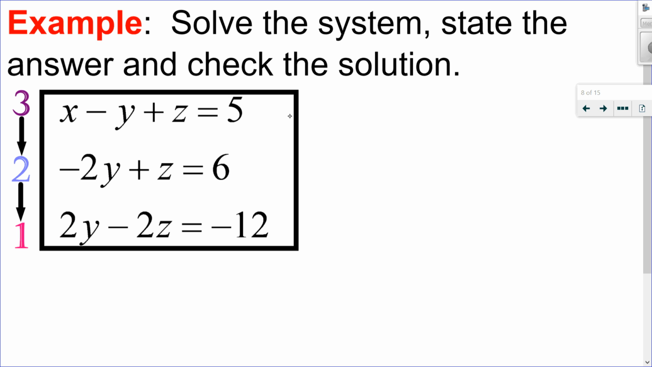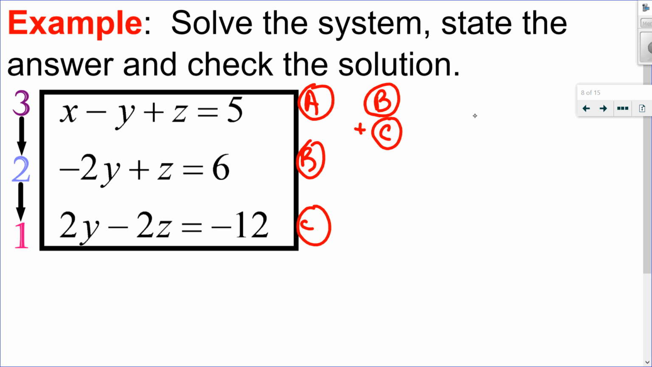2 equations here. So just for simplicity's sake, let's label this equation A, this equation B, and this equation C, just so that I can communicate effectively what I'm doing. So what I'm really doing is I'm taking equation B and I'm adding it to equation C. And this kind of labeling gets us set up for doing it with matrices, just so that anyone who looks at your solution knows what you're doing.